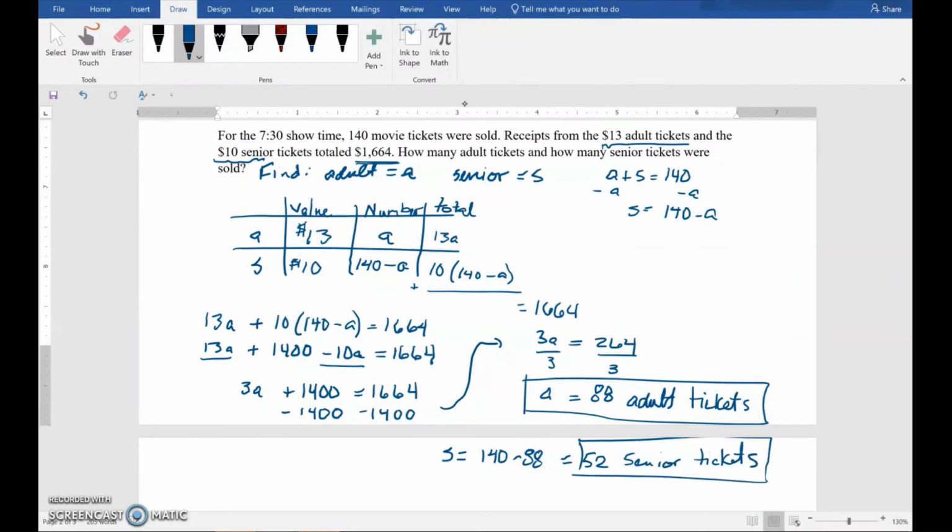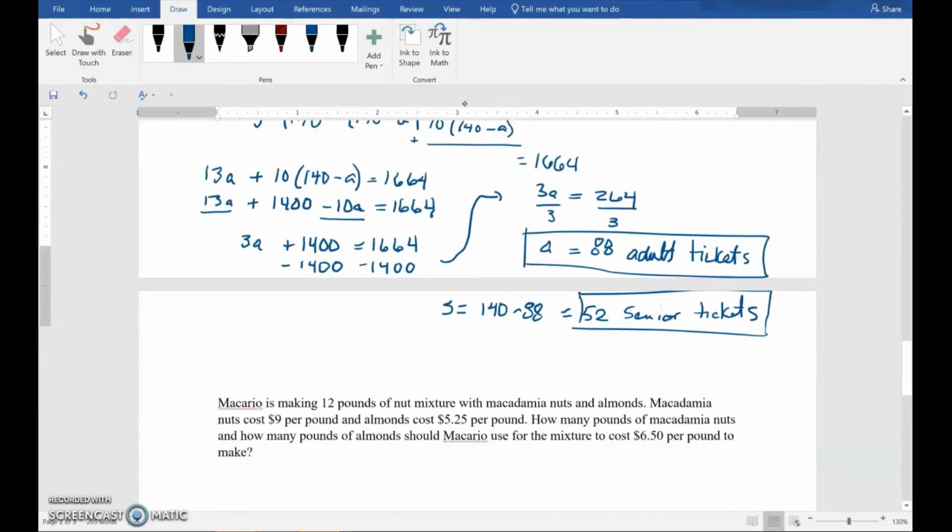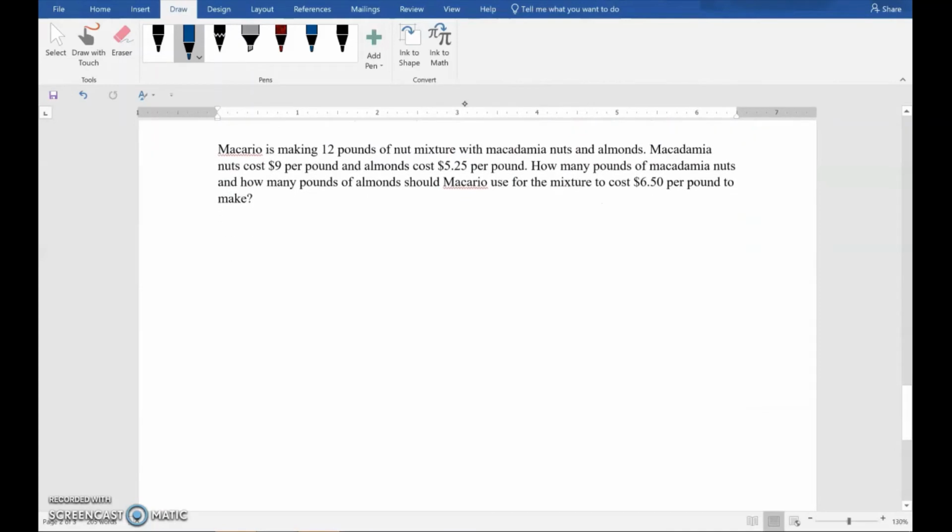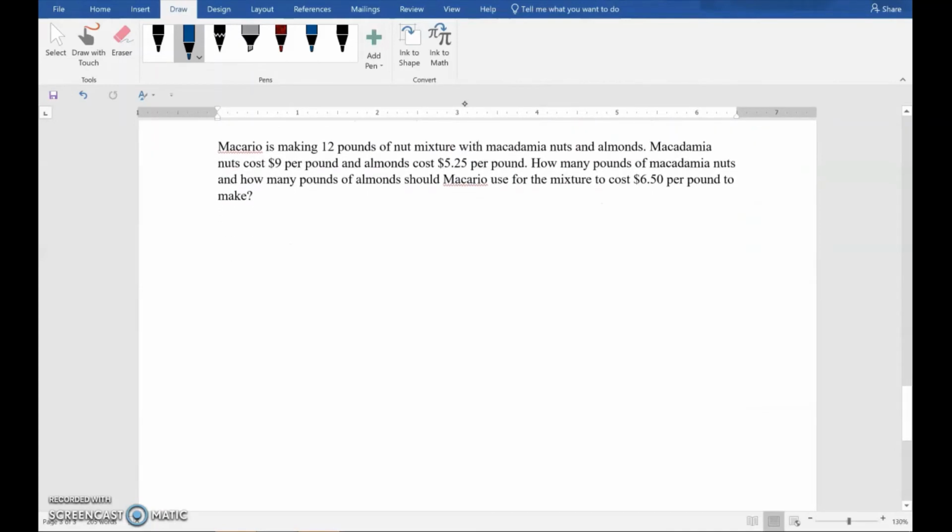So that's a pretty handy little trick. I've got one more example for you. And this one is slightly different. We're going to follow the same procedure, but I'll show you where it comes up different.